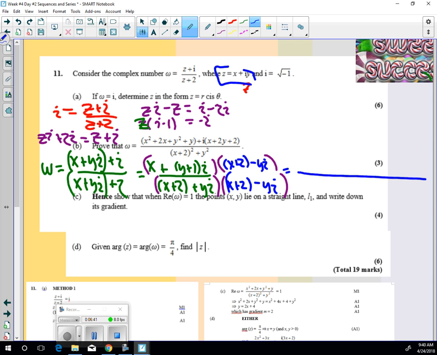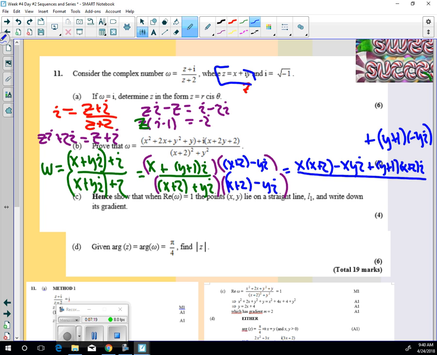multiply this out, I'm going to get x times x plus 2. Then I'm going to get minus xyi. And then up here, I'm going to get plus (y plus 1) times (x plus 2) times i. And then that last part is going to be plus (y plus 1) times negative yi.